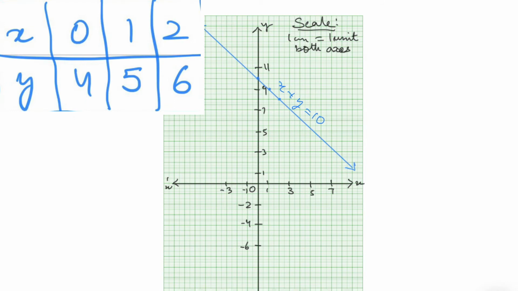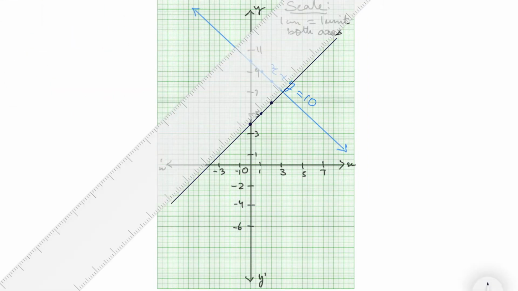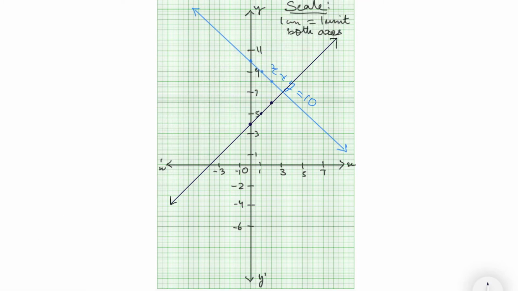Now let's move to the second equation. So the coordinates are 0 and 4. So this is my point 0 and 4. Then I have 1 and 5. This is my 1 and 5. And 2 and 6. These are my 3 points. Now let's join these points. So we have joined these points and we can see that these are intersecting lines. This is my other line, y is equal to 4 plus x.